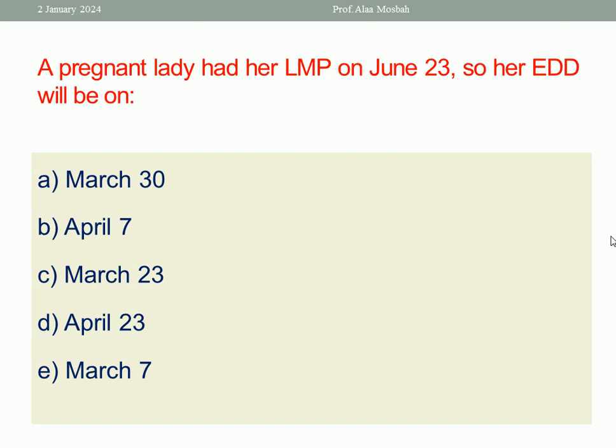As you know, we add 7 days and 9 months. Okay? So, if her last menstrual period was on June 23, the expected date would be March 30. So, the one best response here is A, March 30. Okay?